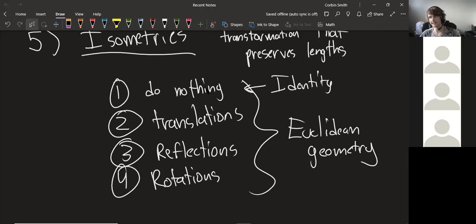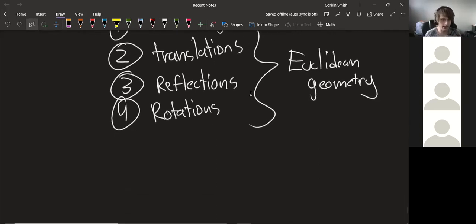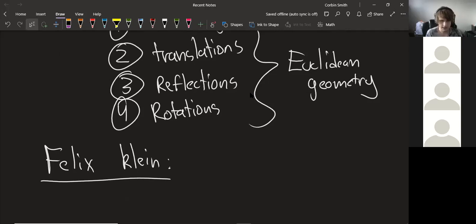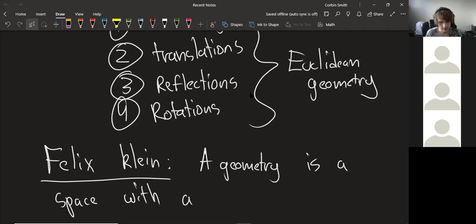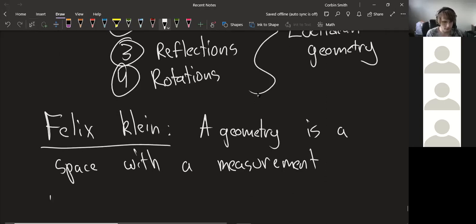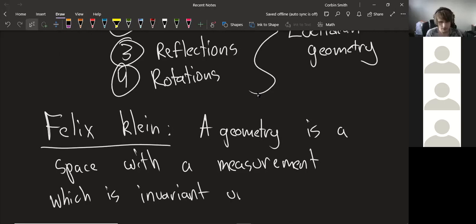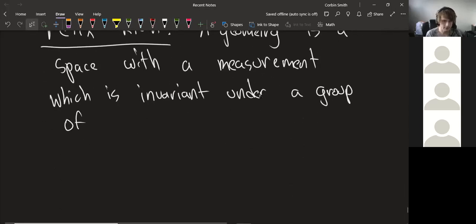And so if someone asked you what is a geometry, then Felix Klein would tell you that a geometry is a space with a measurement which is invariant under a group of transformations. And this is the modern take on what geometry is, the modern definition.